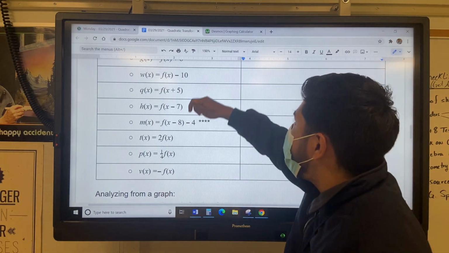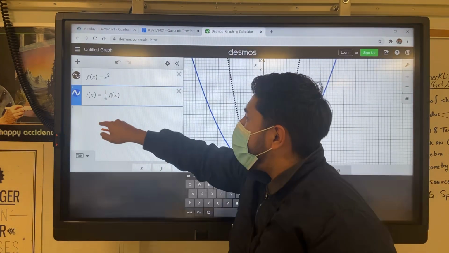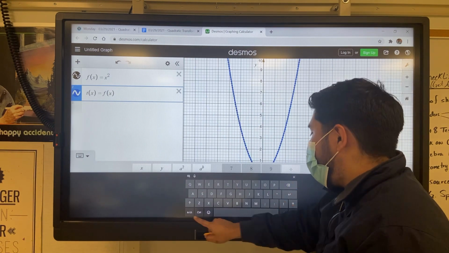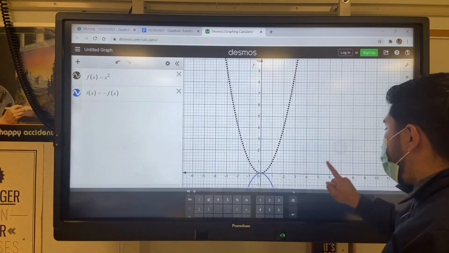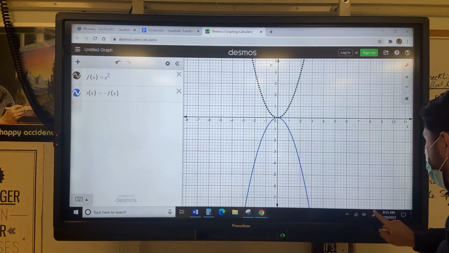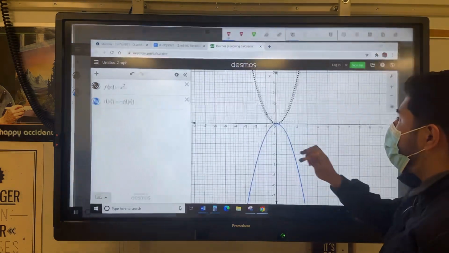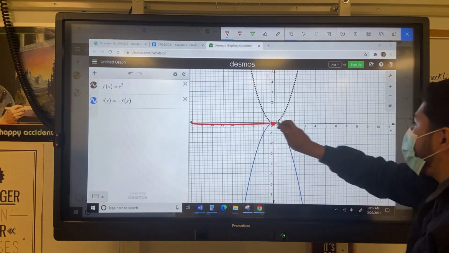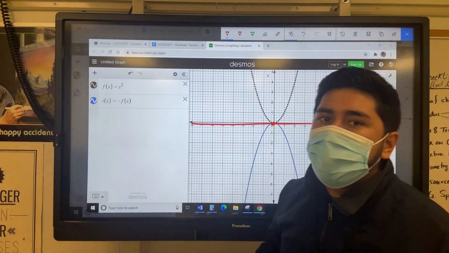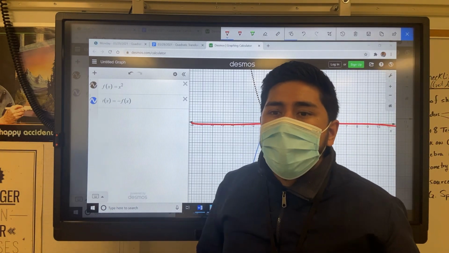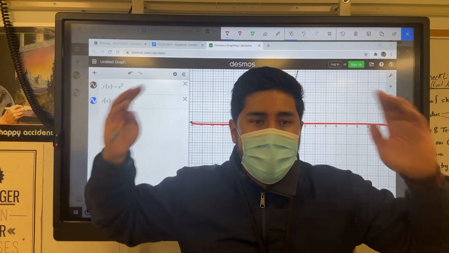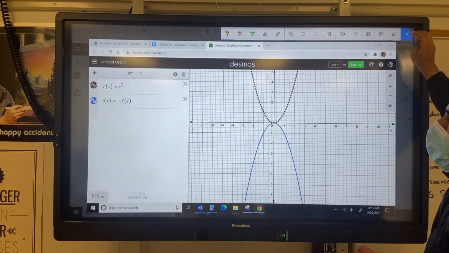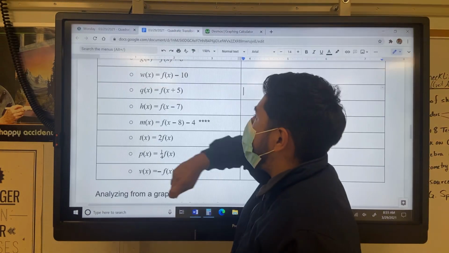Right here is negative f of x. So I'm going to replace that 1/4 with a negative sign. Boom. The vertex has stayed the same, but now it's a reflection. It's like this whole thing right here is a mirror, and it just went downwards. It's a negative number, so negative means I'm going down. All right, good stuff. Like I said, you're using Desmos for everything in this topic.